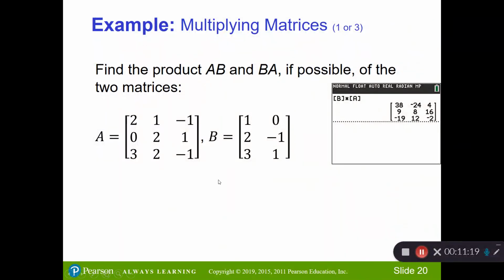Okay, let's look at an example here. I want to multiply AB and BA. So to do A times B, by the way, A is 3 by 3, and B is 3 by 2. These match, so I can multiply A times B. So let's do the first row times the first column. So we're going to go 2 times 1.